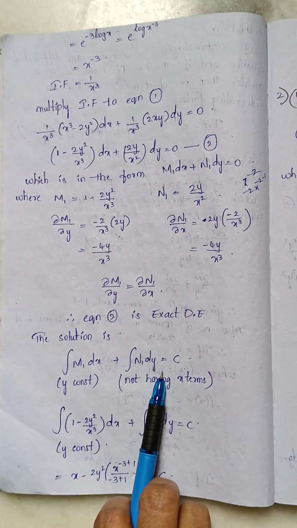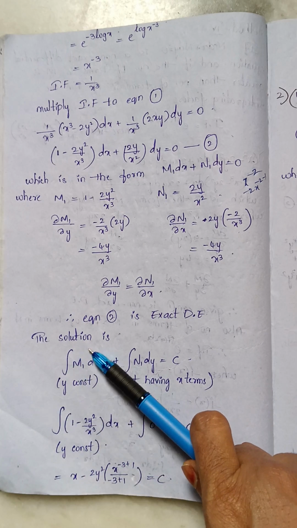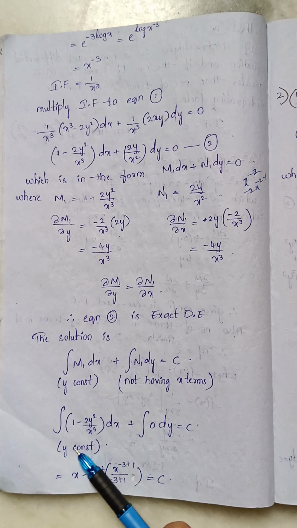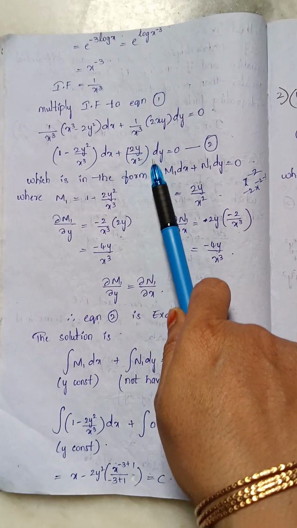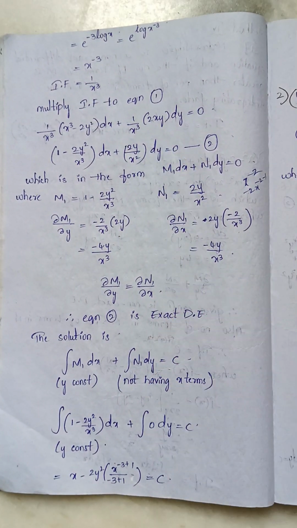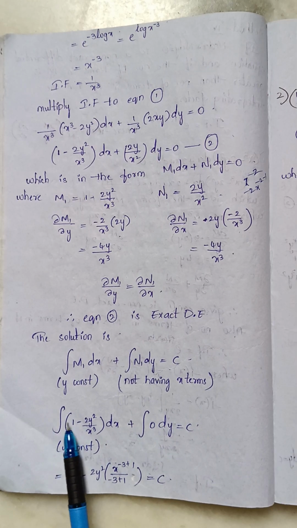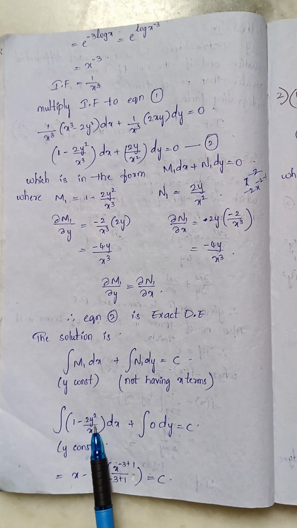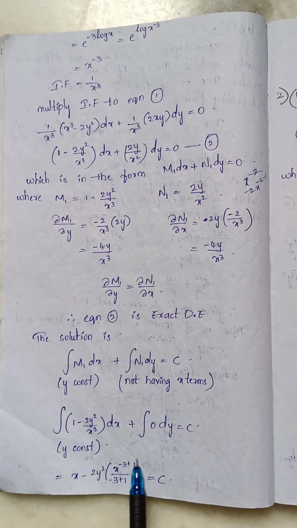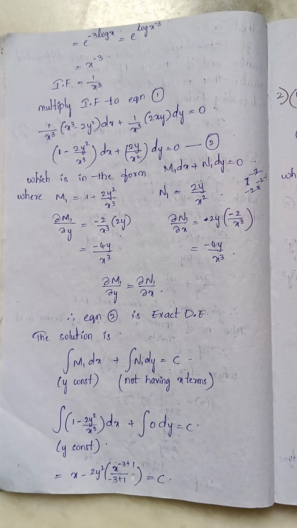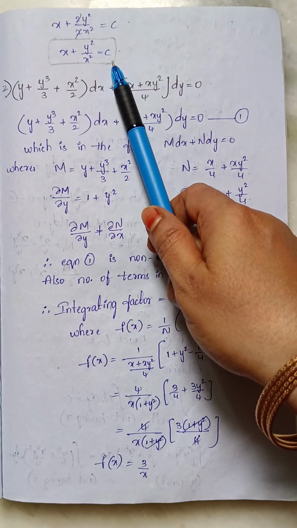Now the solution is the same as before. Already we have discussed this previously. Right, integration of M1 into dx, where y is constant here, and not having x terms. What are the x terms here? Here we have x terms, so for terms not having x we take 0 here. And y as constant, integration of 1 into dx is x here. y constant means minus 2y square is constant. x power minus 3 means x power minus 3 plus 1 by minus 3 plus 1. Now this is the required solution for the non-exact differential equation.